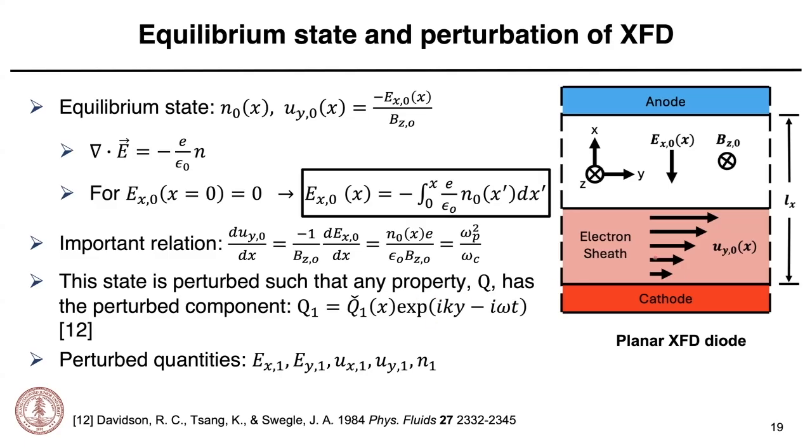We'll perturb it in a way such that the amplitude of the perturbation can vary in the x, but the wave number will be just in the y direction. That's been shown from previous work, that the y direction is really the only unstable mode in these types of shear flows. I won't get into the details of that, but that's just shown from previous work. So that's why the wave number is just in the y, and we'll have the perturbation quantities for the electric fields in the x and the y, and then velocity in the x and the y, and the density.